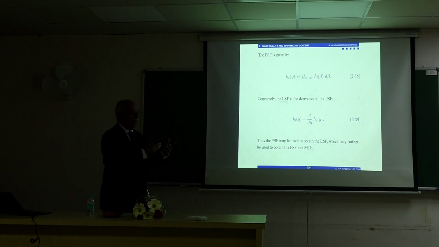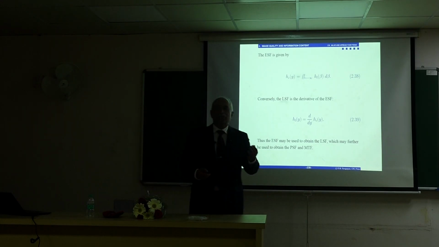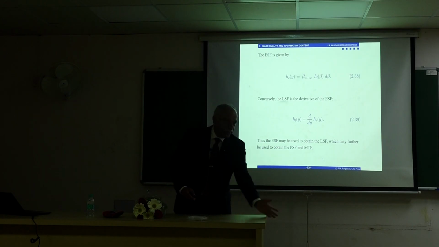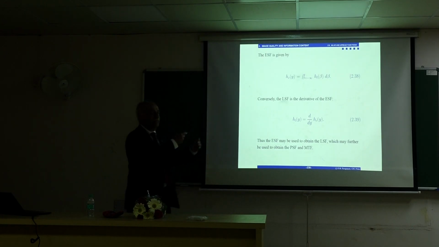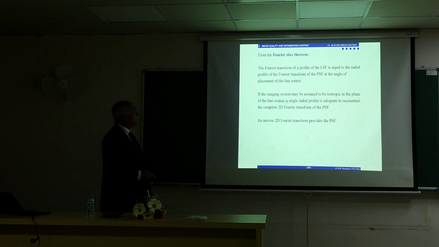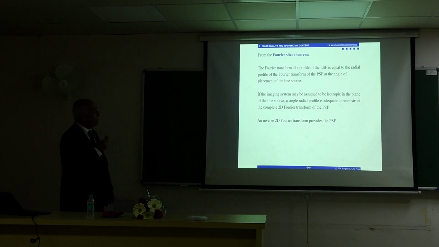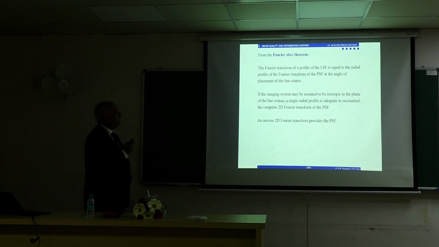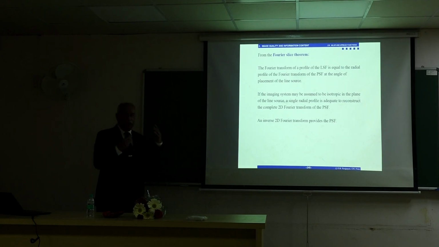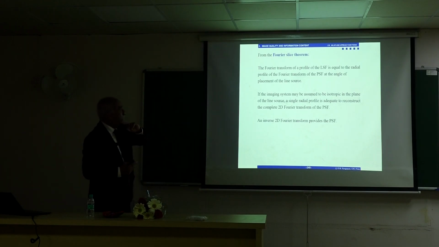So they're all related. So if you cannot make a point source, if you cannot make a line source, make an edge phantom. Take a picture of that, take a section, line spread, reconstruct the point spread. So the Fourier slice theorem says the Fourier transform of a profile of the line spread function is equal to the radial profile of the Fourier transform of the point spread function at the angle of placement of the line source. That's the Fourier method of reconstruction from projections.